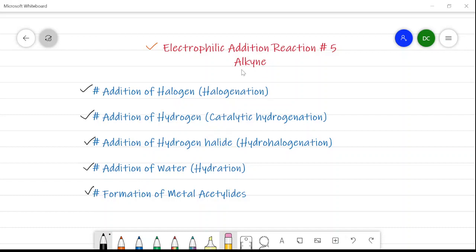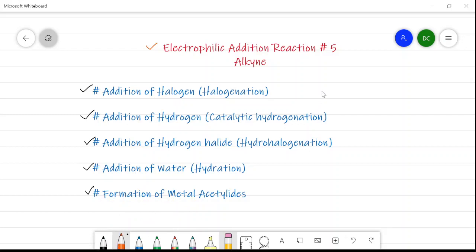The reactivity of alkyne and how it undergoes an electrophilic addition reaction, that we have studied in the first video on the electrophilic addition reaction, and the mechanism of this halogenation, hydrogenation, hydrohalogenation and hydration, that we have studied in the electrophilic addition reaction part 2nd, 3rd and 4th. So in this video we will focus only on the chemical reaction. We will not go through the mechanism of this reaction because you have already studied.